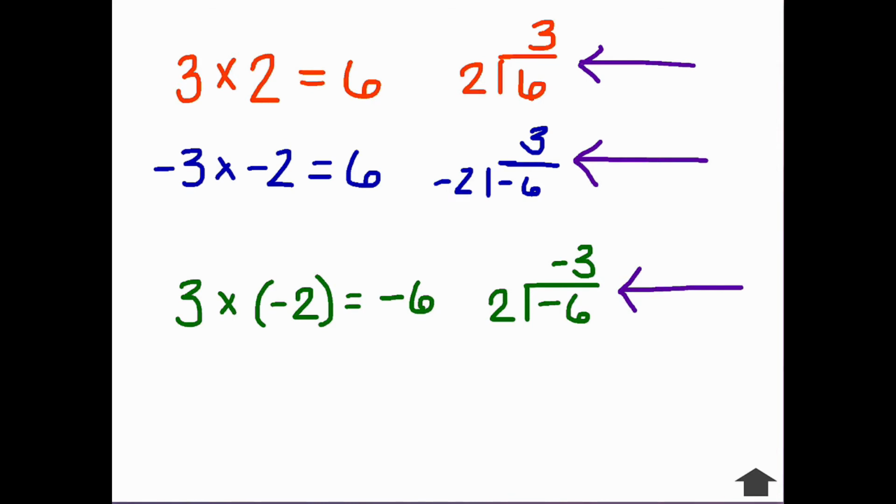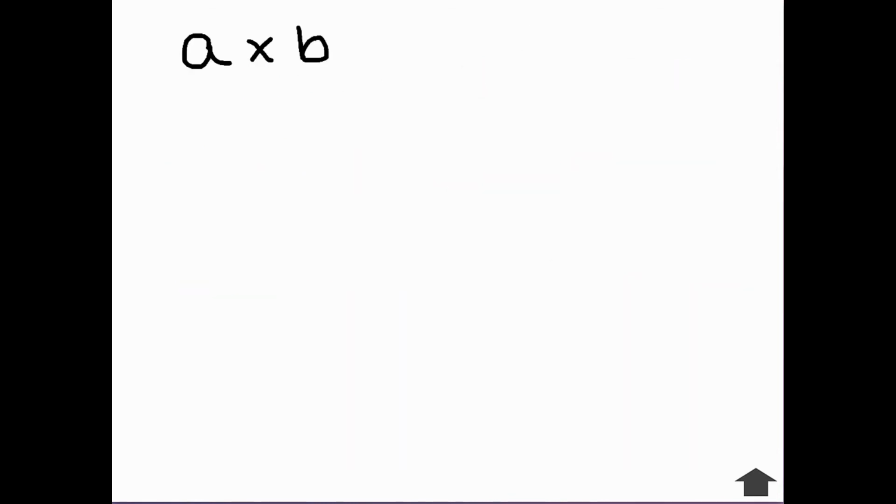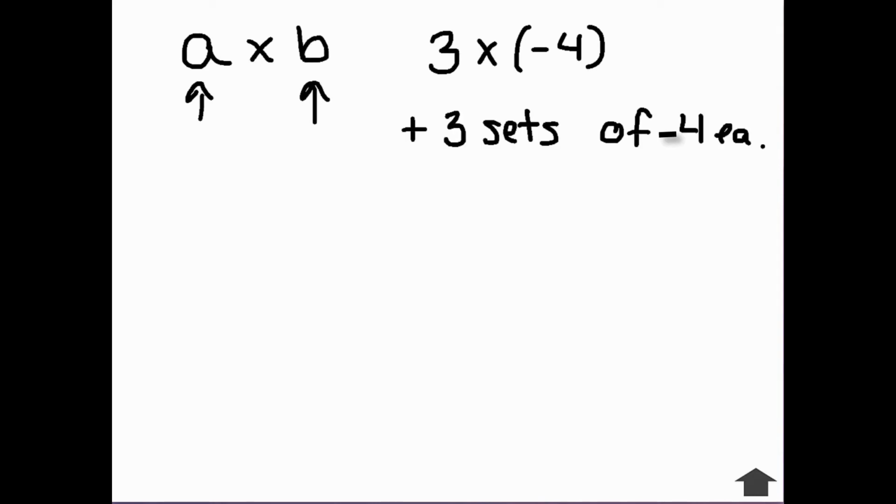Let's start with multiplication. In elementary school, you began to multiply by using repeated addition. The first factor told you how many sets, while the second factor told you how many in each set. Let's use the same concept to see how 3 multiplied by negative 4 works. 3 multiplied by negative 4 means positive 3 sets. The positive 3 here is what we can think of as our repeated addition.